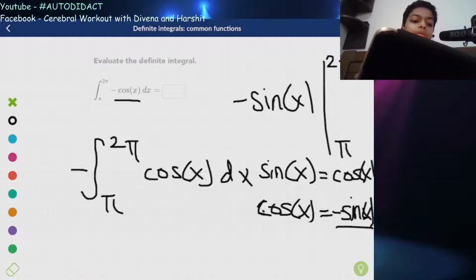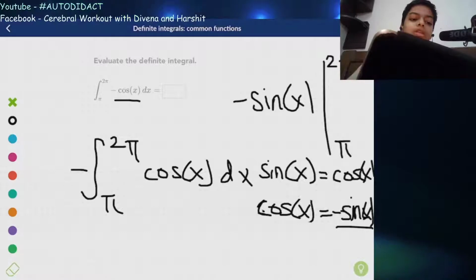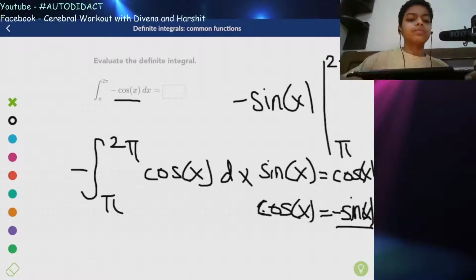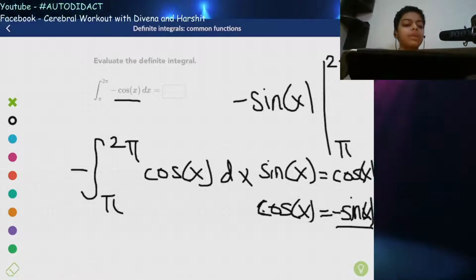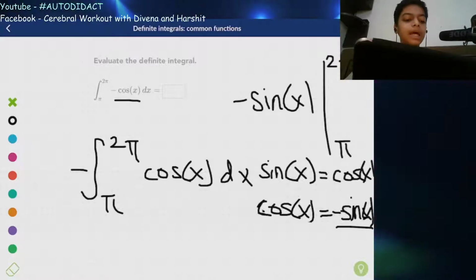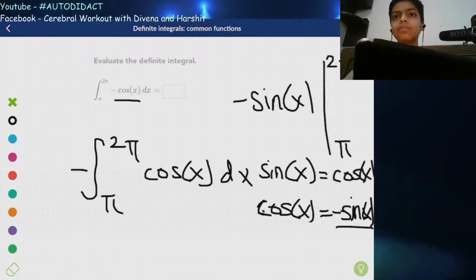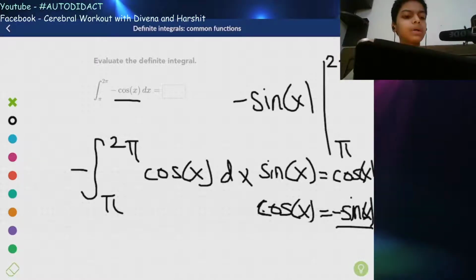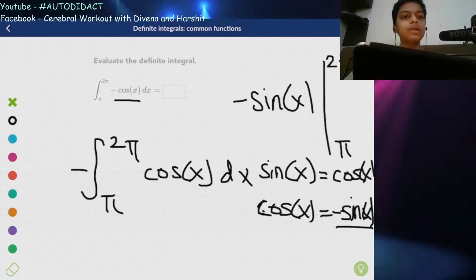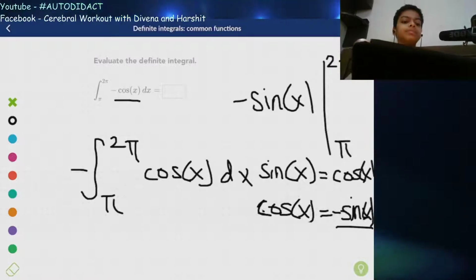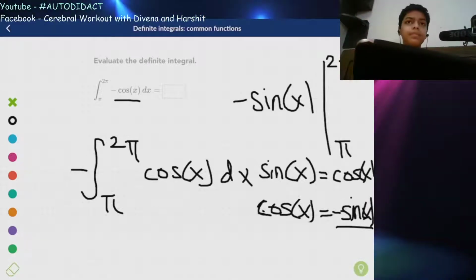Let's evaluate it. Let me just check if I did anything wrong or not: the integral from pi to 2 pi of negative cosine of x dx. Okay, now I understand it.